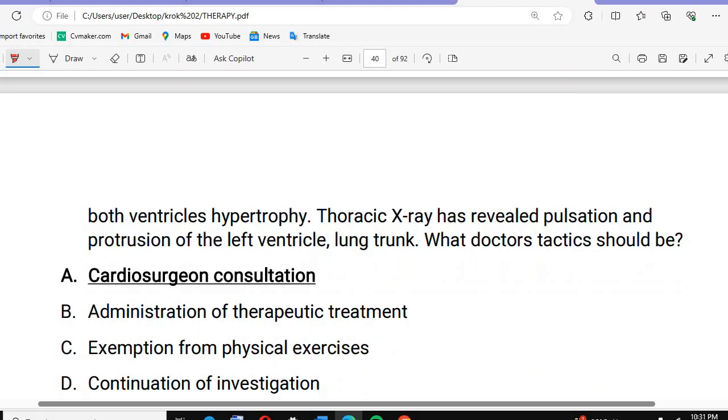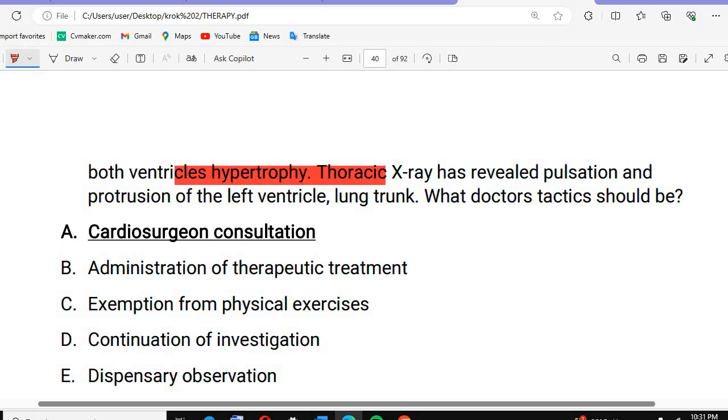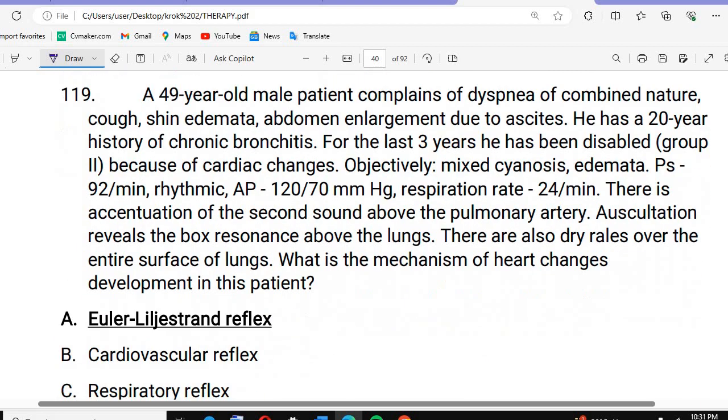ECG reveals both ventricular hypertrophy. So how will you go about the doctor's tactics? What to do? A cardiosurgeon consultation, because the patient has a cardiac abnormality or cardiac pathology.